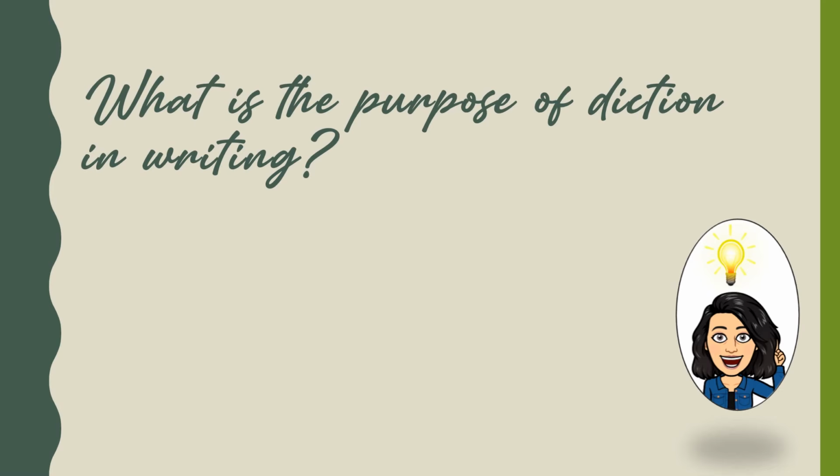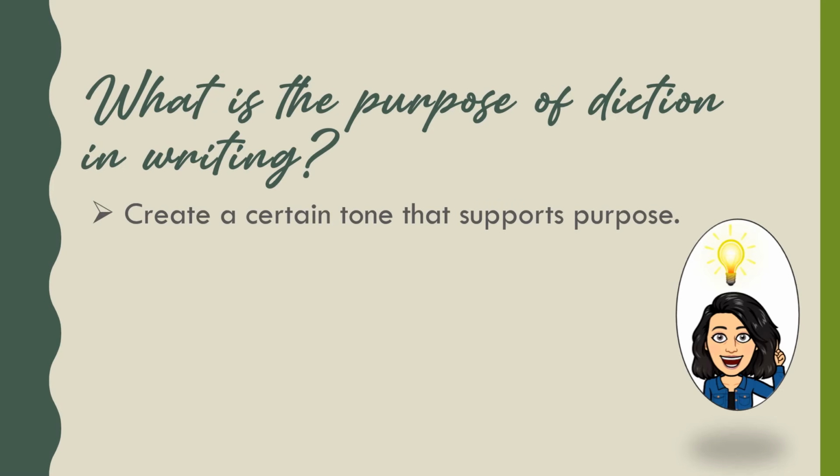What is the purpose of diction? It creates a certain tone that supports purpose. Let's say the writer's goal is to deliver a fun and romantic story to millennials. He has to consider the kind of language that will be relatable to such generation, or else the purpose will not be achieved. Second, diction helps support the setting.